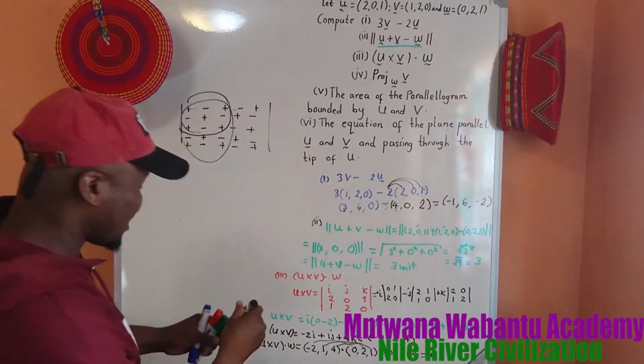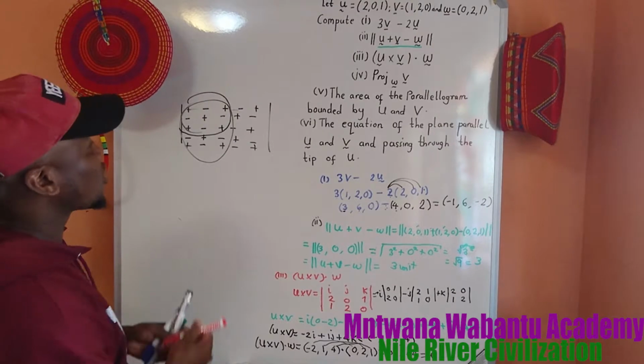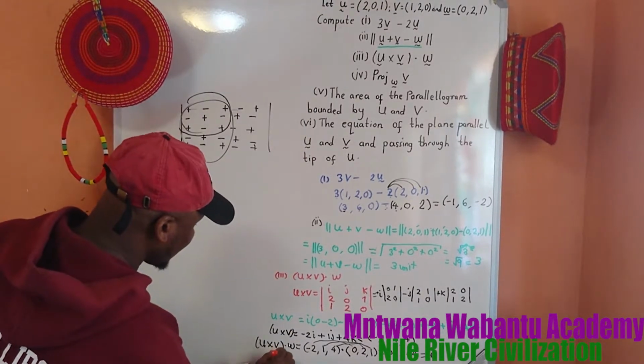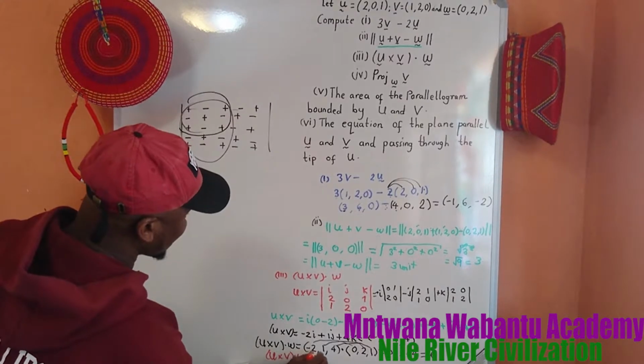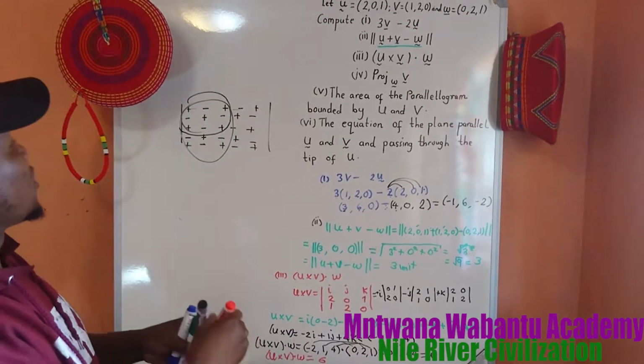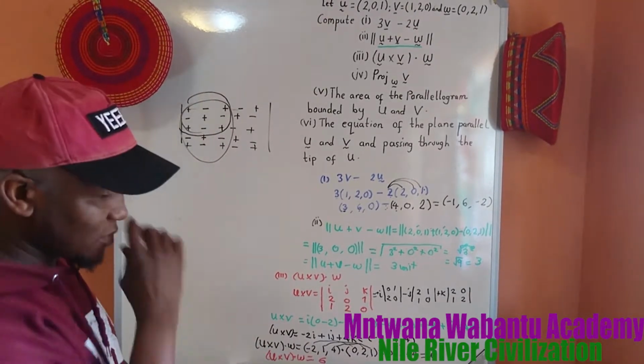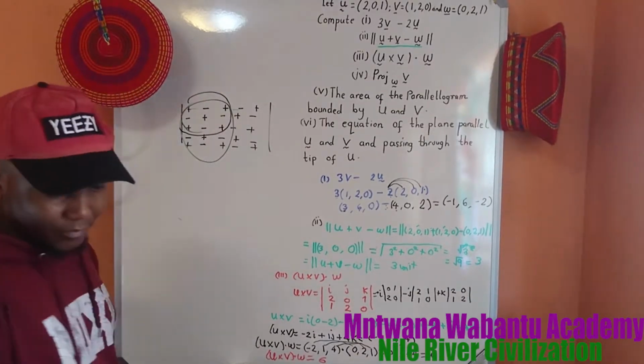So finally, we're done already. u cross v dot w equals 6, and the question is done. So now we go for the next one. Let's say projection. Excuse me. Projection of v.